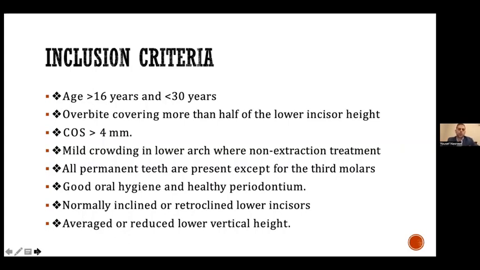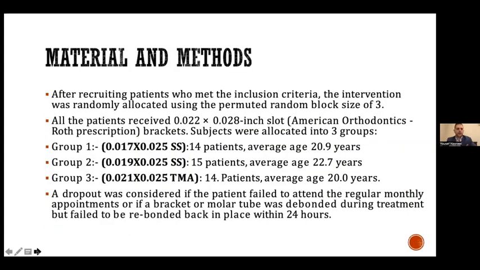Because while you are putting a reverse curve of Spee in the wire, you are aligning the curve of Spee by extruding the posterior teeth, and while you are extruding the posterior teeth, you will open the bite more and the vertical height will be more. So that's why it needs to be averaged or reduced lower vertical height.